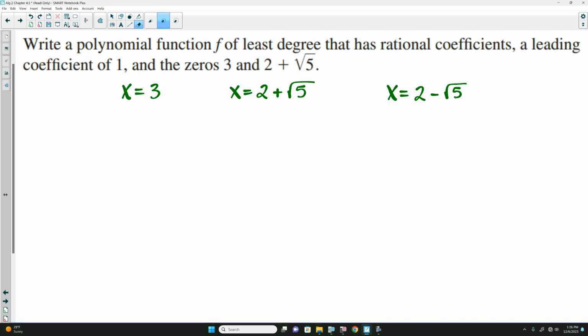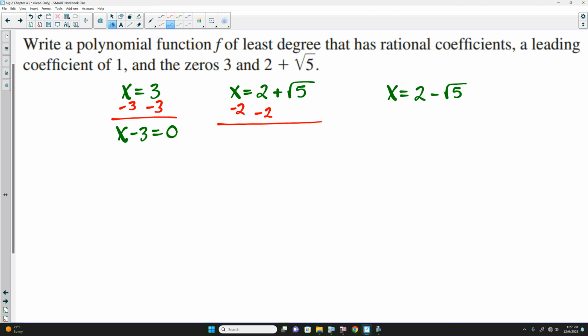Now for this here, they told us the zeros are these, so we set them equal to x. Now the first thing we need to do is get all of these equal to 0. So for the first one, we're going to subtract 3 from both sides, telling us x minus 3 is 0. And that's it. We have it equal to 0, so we're done for this step for this one here. Now we need to do the same thing for the other two.